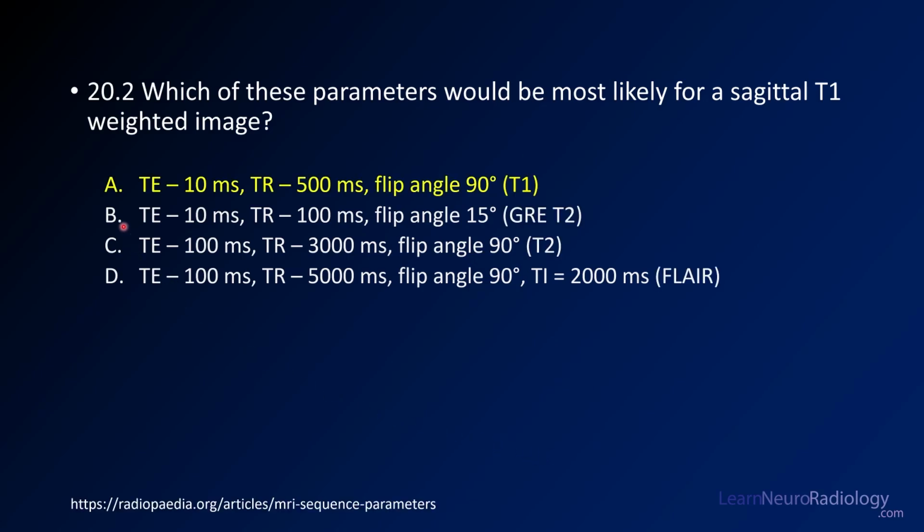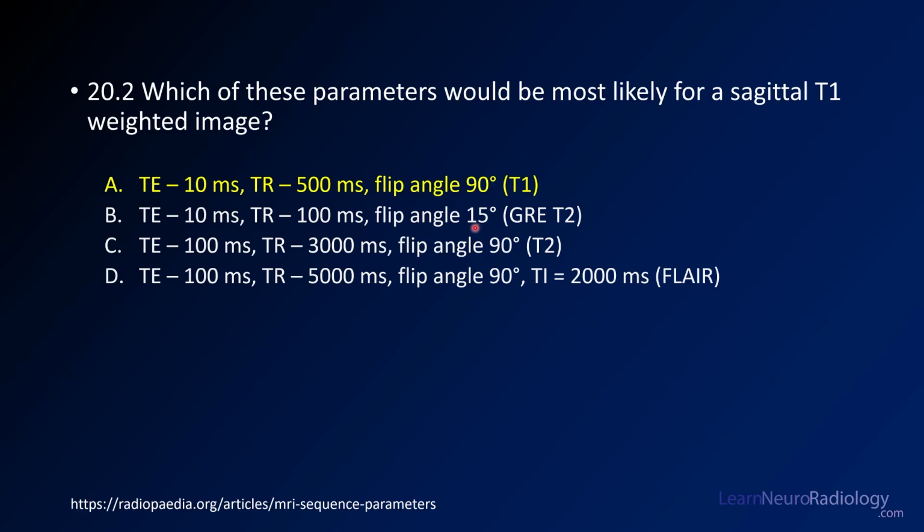So for this one, what you're looking for is A here. So this has a TE of 10 milliseconds, a TR of 500 milliseconds, so kind of an intermediate, but you have a complete flip angle, so you flip things completely into the transverse plane there, whereas something like a GRE sequence has a smaller flip angle.